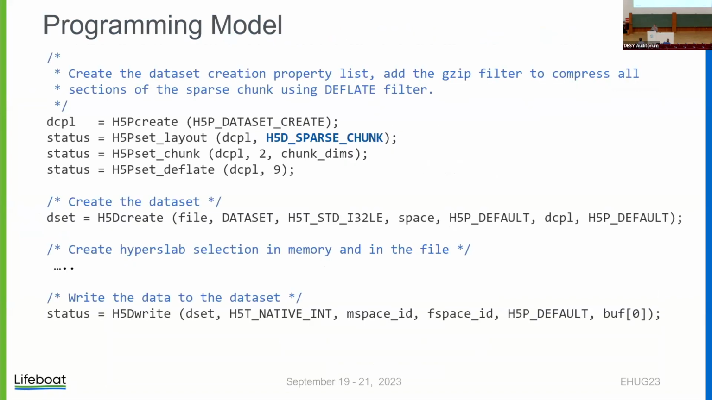So the programming model doesn't change. When we create sparse data, you follow the regular steps with existing APIs. There is a new definition of sparse chunk. You create, you apply compression, and in this case, compression is applied to all sections. It's the same compression. Then we do create, and the last write statement is where you define your elements in the in-memory space. You provide the buffer with the defined values, and the file space is where the values should go, and you're done.